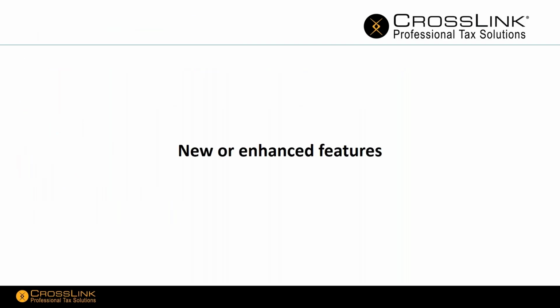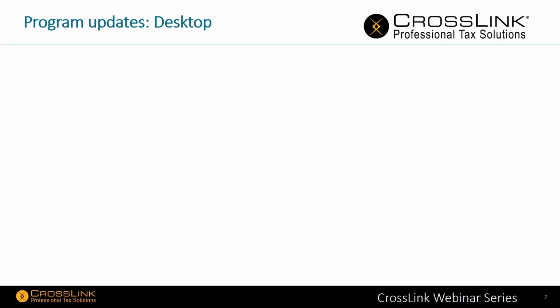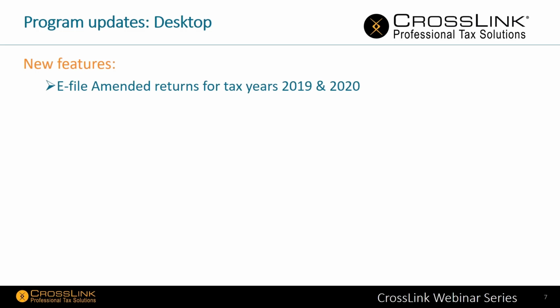So now let's move on to our new and enhanced features that we have available throughout the Crosslink products. So the first one, what are some updates that came to Crosslink Desktop? We are able to now e-file amended returns for tax years 2019 and 2020, so that is newly available. And with that said, you can also print amended federal and state forms only. So you don't have to print the whole print package that you may have. If you had an amended return, you're just printing the main forms of the federal and state. So that is available throughout your setup.